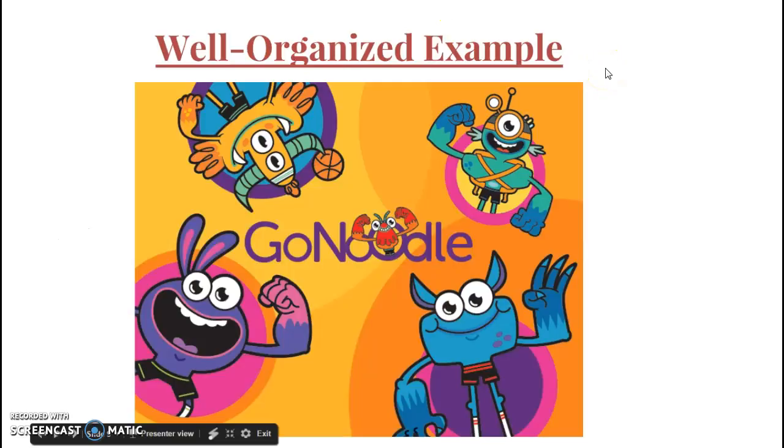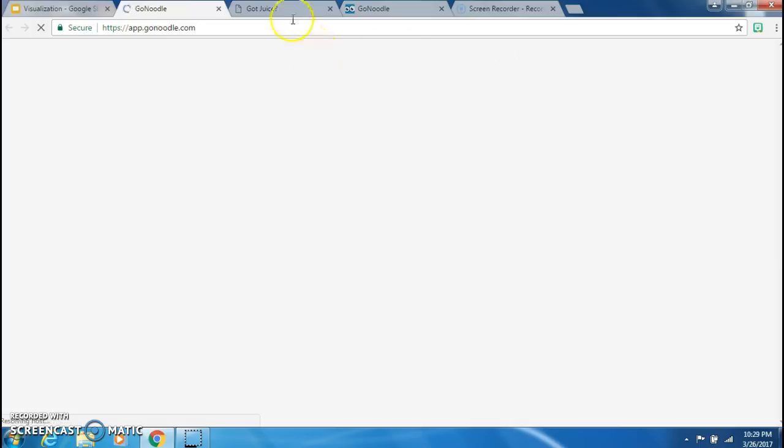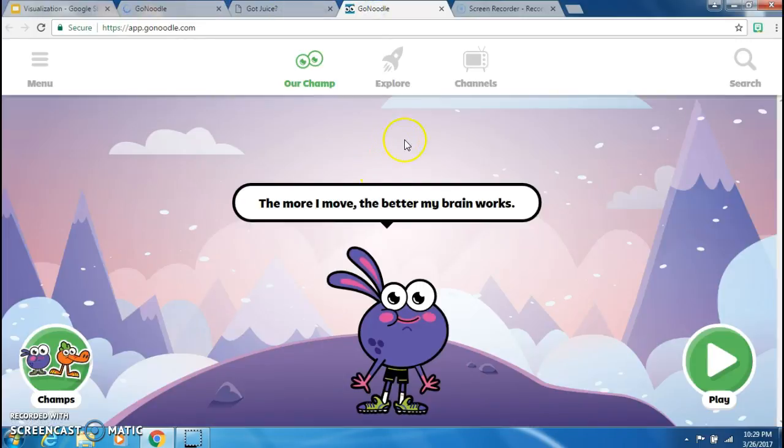I'd like to look at these same elements within a well-organized example. GoNoodle is a website that can be utilized by teachers and students to get some exercise plugged into their day. Here you can see, looking at typography, that you have font that is well spaced, and the lines are not too long in each of the areas.